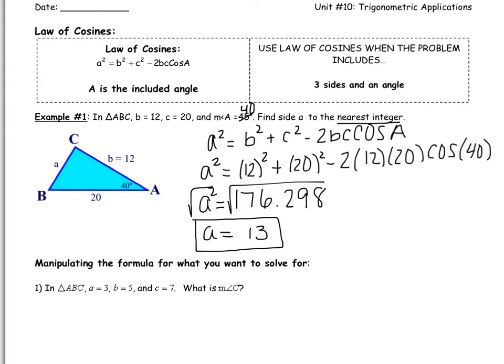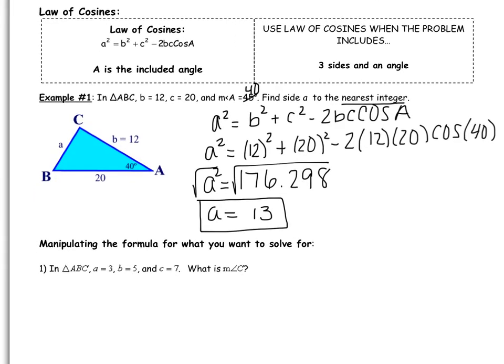Okay, well now what becomes tricky with law of cosines is that I could change the problem and ask you, so look at example number 2. It says in triangle ABC, A is 3, B is 5, C is 7. What is the measure of angle C? So in this formula up here, there's no angle C. So what you're going to do is you're going to replace the A with C. And what would you have to replace over here? Side C. And then everywhere you see a C, you'd have to change it.